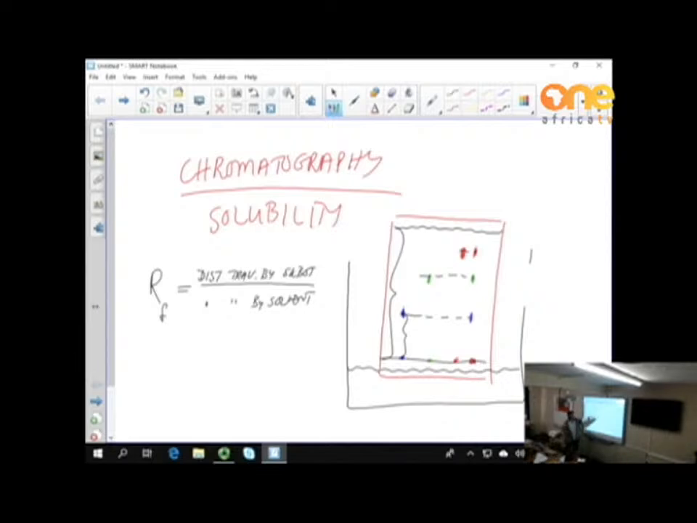And then just remember, if I asked you which pigment is more soluble, the red one is more soluble. Why? It traveled up the highest. Okay. Along with the pigments.